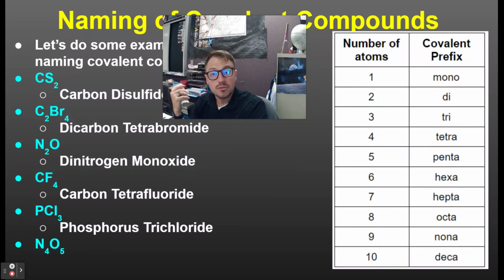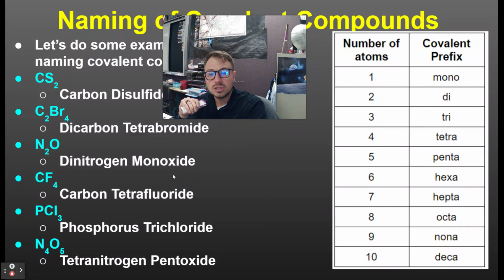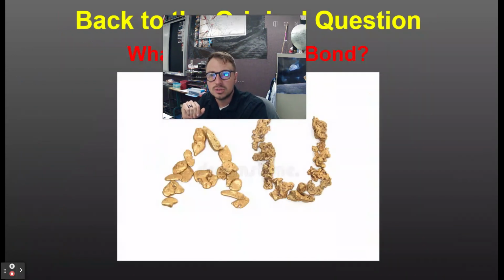This one, I've got 4 nitrogens and 5 oxygens, so tetranitrogen pentoxide. Because covalent bonds involve sharing atoms, you're going to need to use those prefixes to determine how many of each you have.